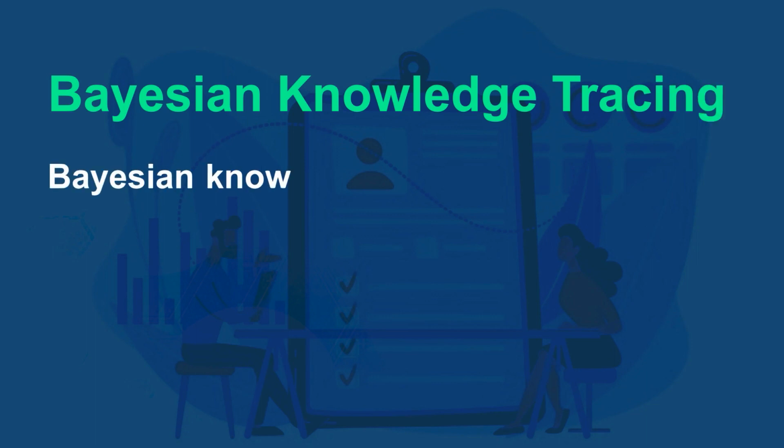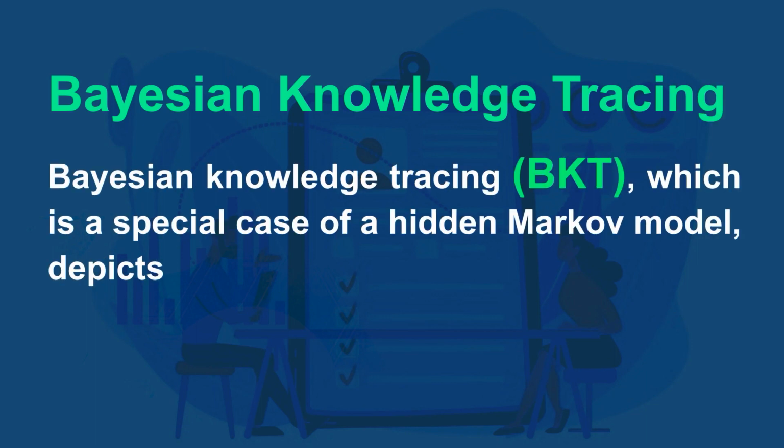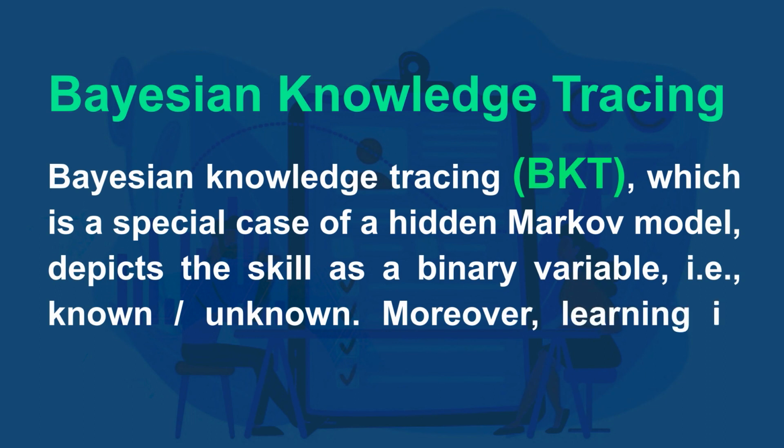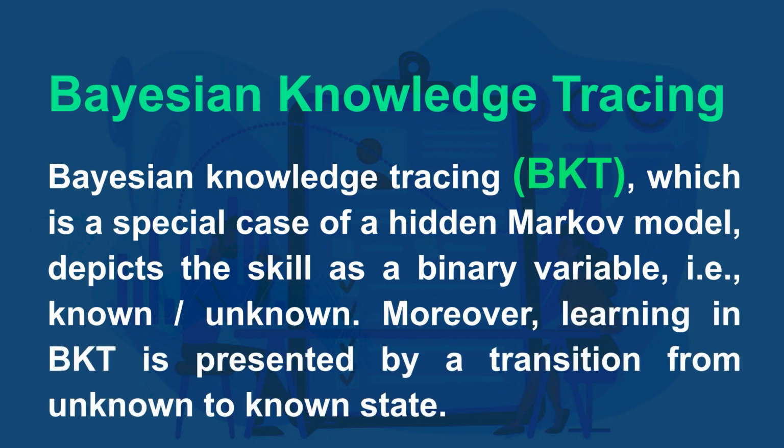Bayesian knowledge tracing, in short BKT, which is a special case of hidden Markov model, depicts the skill as a binary variable, that is known or unknown. Moreover, learning in BKT is presented by a transition from unknown to known state.